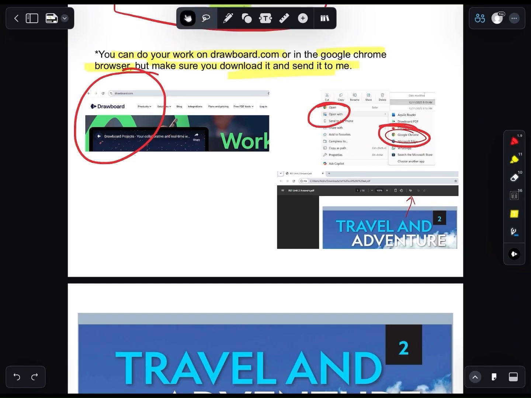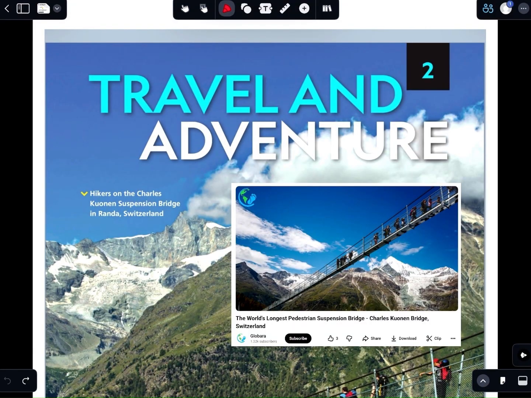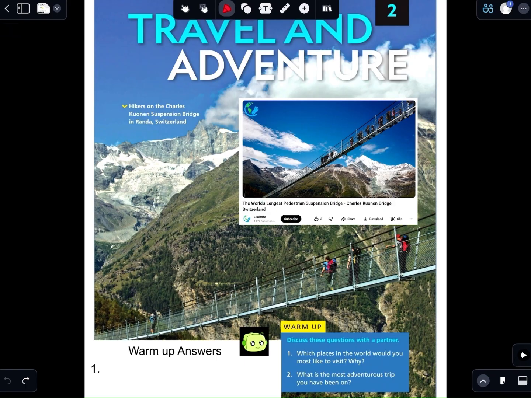Here we go. Let's begin Unit 2, Travel and Adventure. Here we go. We have a lovely picture here. You can see that we have a bridge, we have some people walking on the bridge, and we have a really incredible background. This view is really incredible.